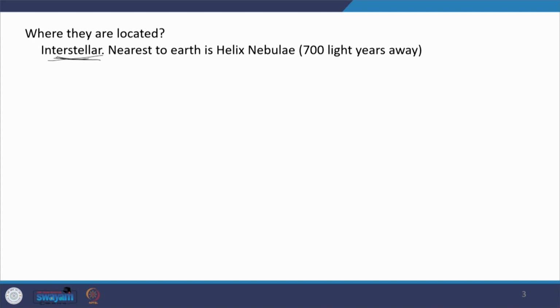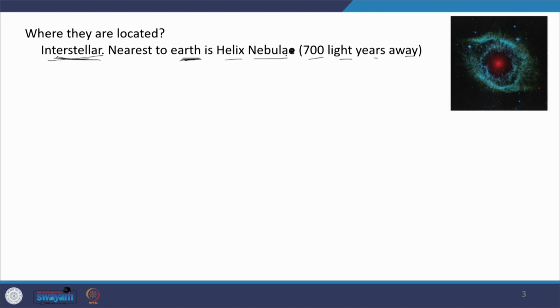Okay? And let me take an example. The nearest nebula to the Earth that one can see is called the Helix Nebula. Helix Nebula, and the distance is about 700 light years away. 700 light years away. Okay? And this is the photograph of the Helix Nebula, such a beautiful thing you see. It is blue in color. So, blue denotes the hotness and red denotes the coolness. Why so? That I will discuss very soon.